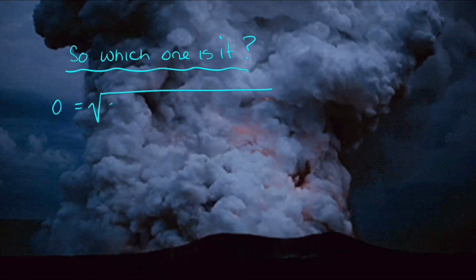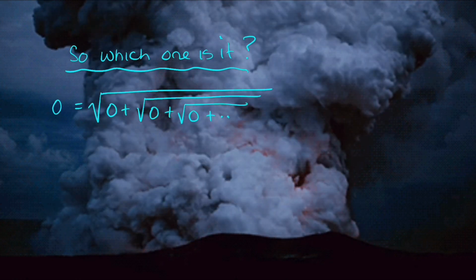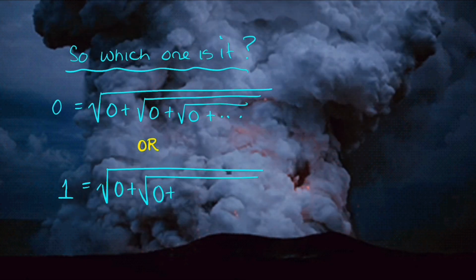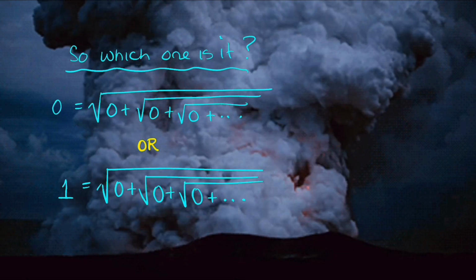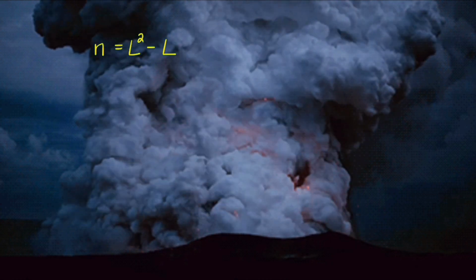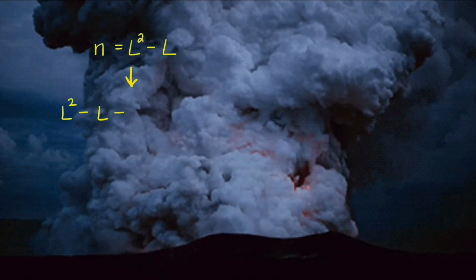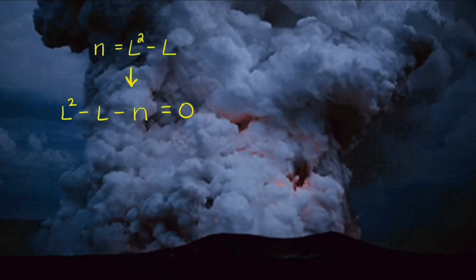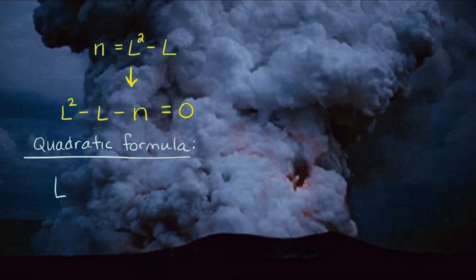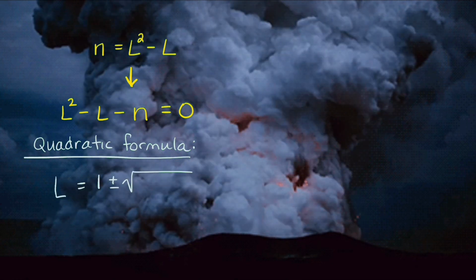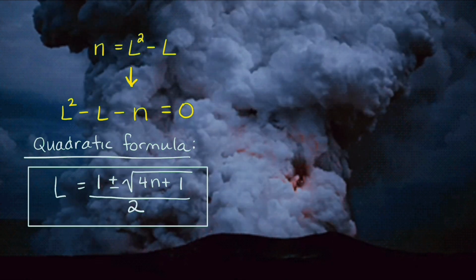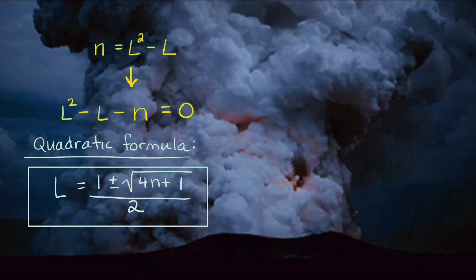So which one is it? Is this series of nested zeros in the radicals equal to 0 or equal to 1? Could it be equal to both? Examining the formula for n, we can see that it is a quadratic formula involving L. So the quadratic formula can tell us that L is equal to 1 plus or minus the square root of 4n plus 1 all over 2.